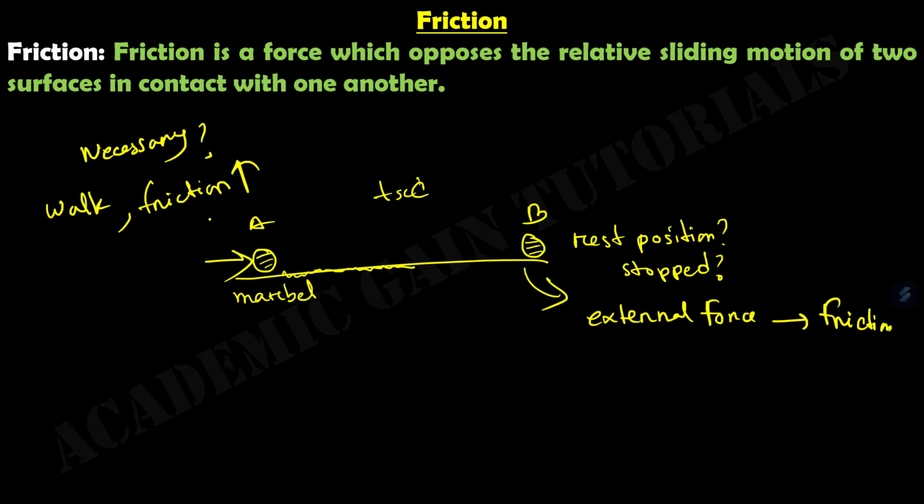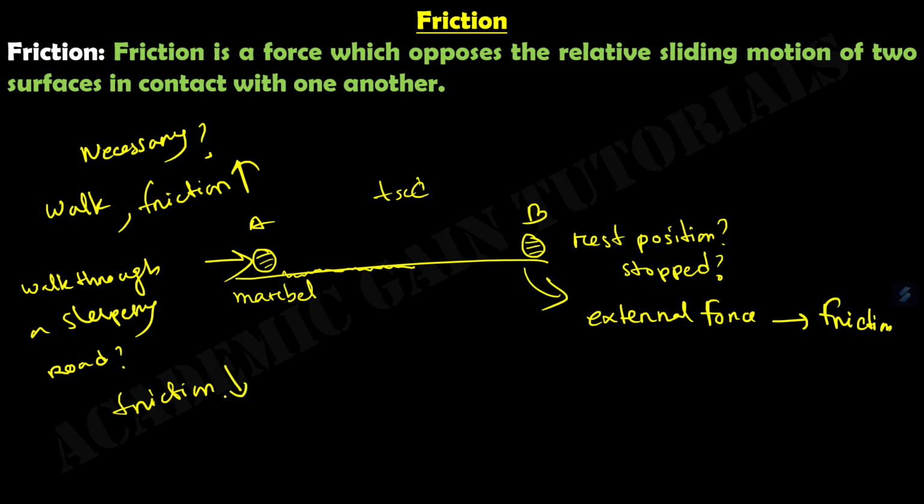So what happens when we walk on a slippery road? When we walk on a slippery road, the friction of the slippery road is less, so we cannot balance ourselves. Because the friction is less, the relative motion doesn't reduce, it increases when we walk on the road. So this disturbs our momentum and our balance. So that's why friction is necessary in our daily life, but sometimes it also creates some problems.